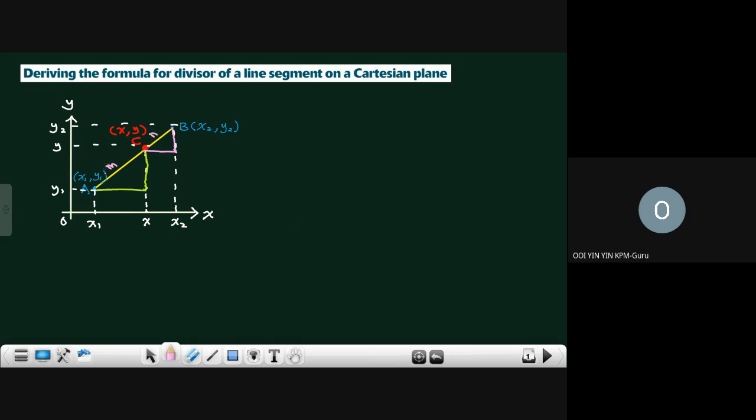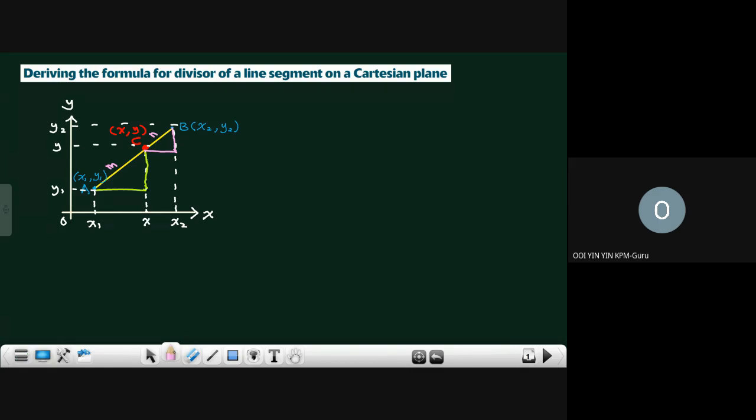If this line C is not at center, then it will be two different ratios, M to N. If it's at the center, actually there's also a ratio, but the ratio is 1 to 1. So 1 to 1 usually is the same, that's why you divide by 2. Now if it's not at center, of course your line AB will be divided into ratio M to N.